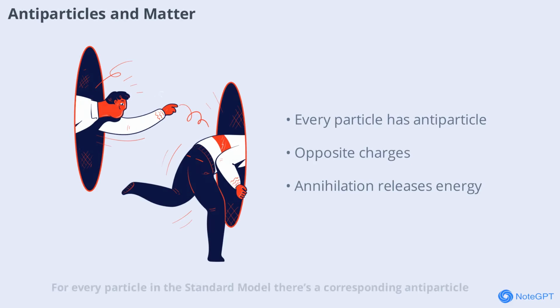For every particle in the Standard Model, there's a corresponding antiparticle. Antiparticles have the same mass as their counterparts but opposite charges. When a particle meets its antiparticle, they annihilate each other, releasing energy. This concept is vital for understanding phenomena like antimatter and has practical applications in technologies such as PET scans and medicine.